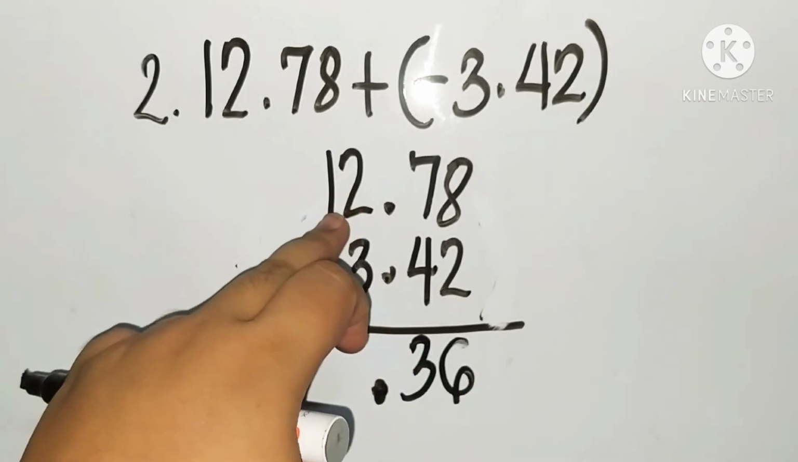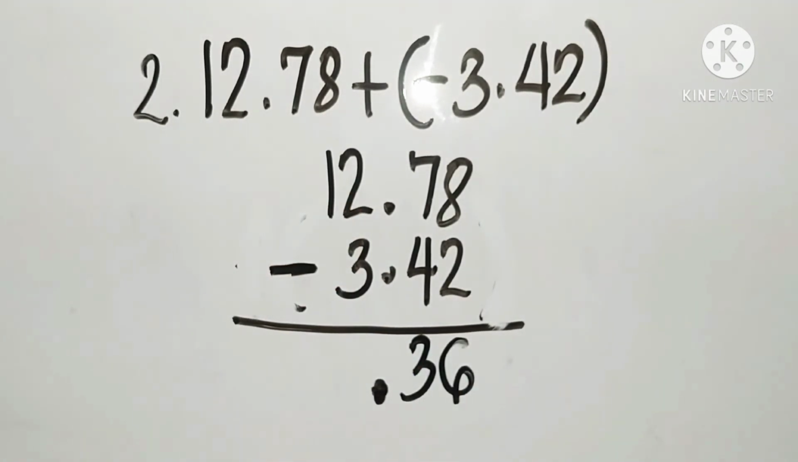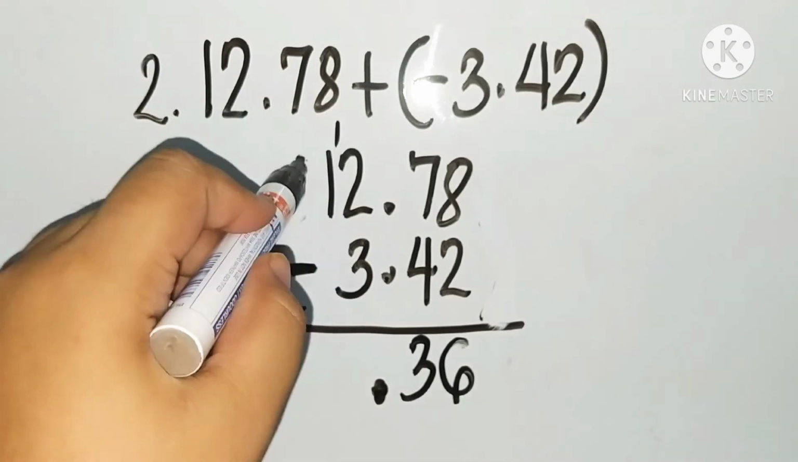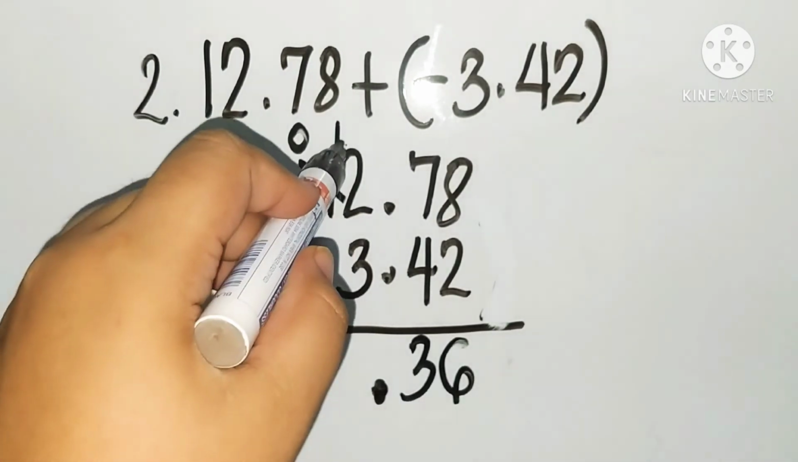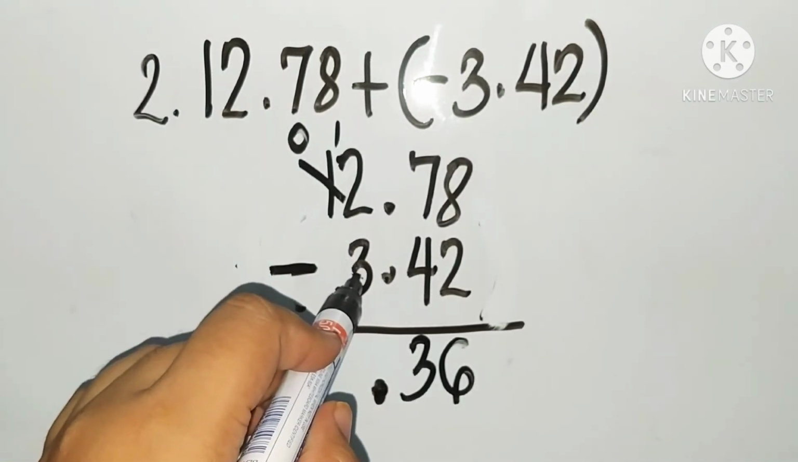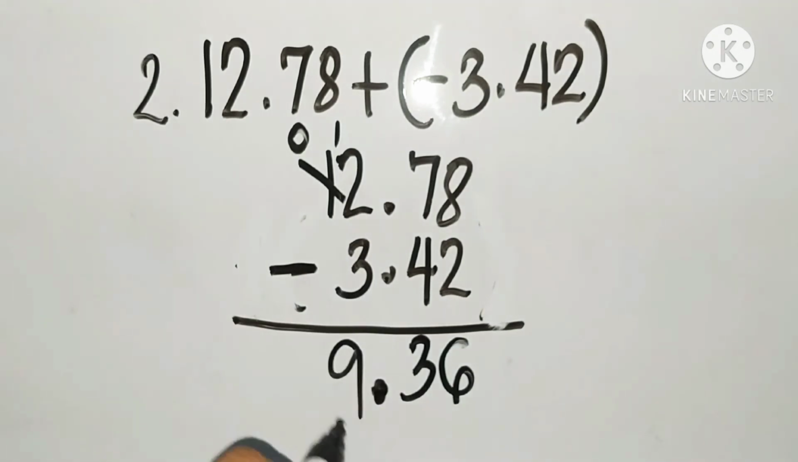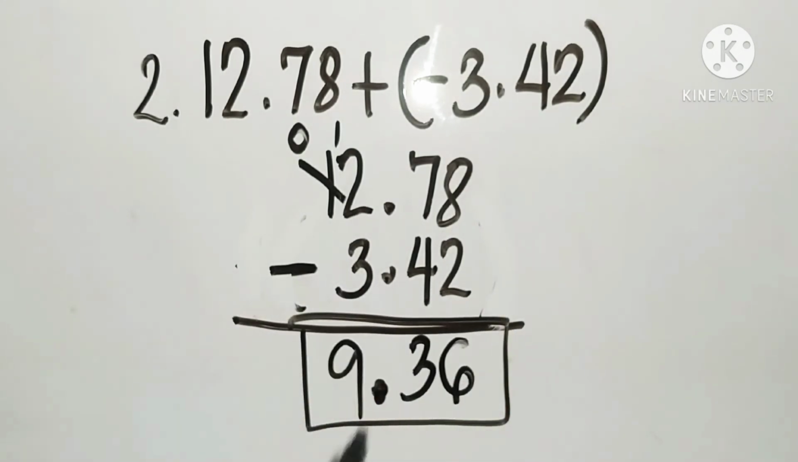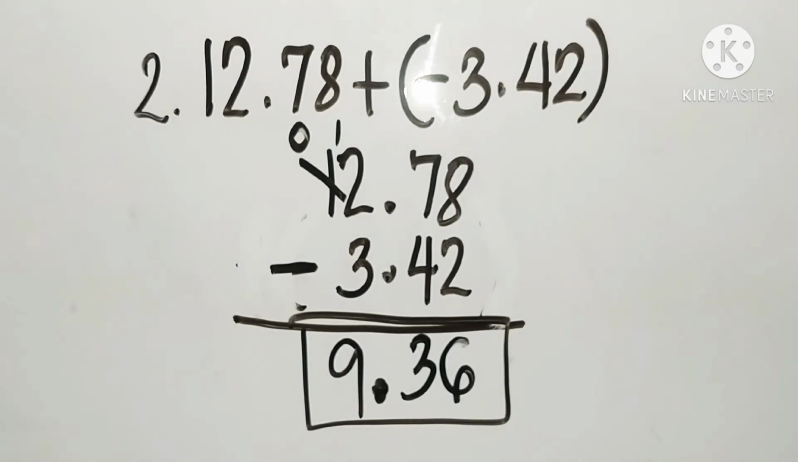Ito, 2 minus 3 cannot be, so magiging 12. Ito magiging 0. So, 12 minus 3 is 9. So, we have 9 and 36 hundredths. So, yan na po ang ating final answer.